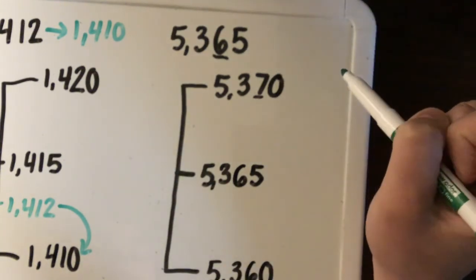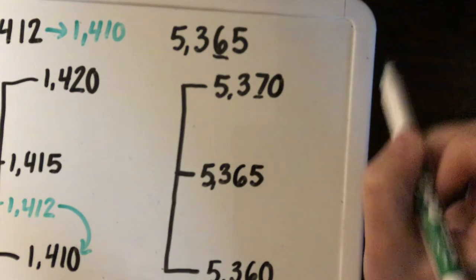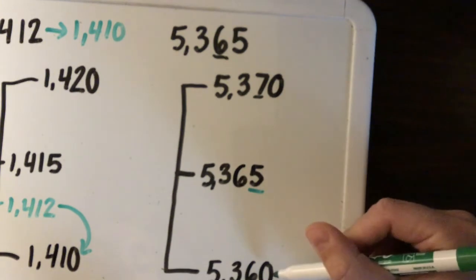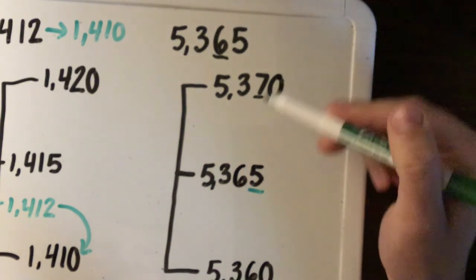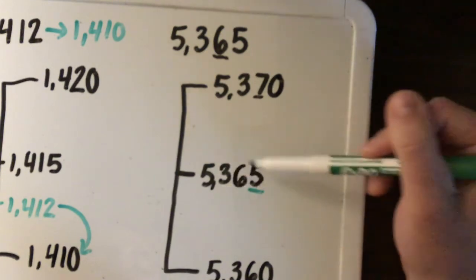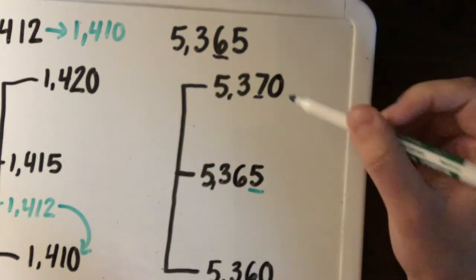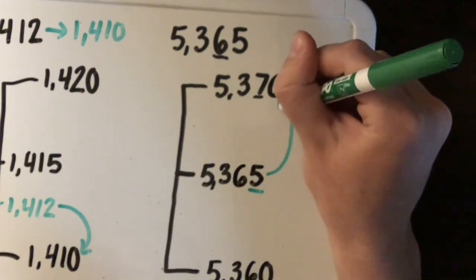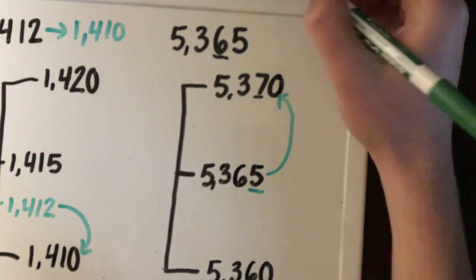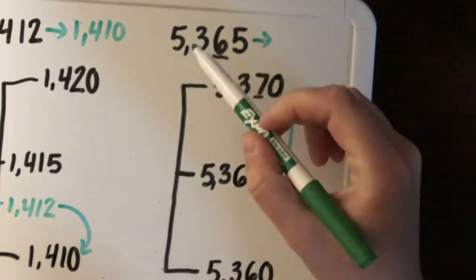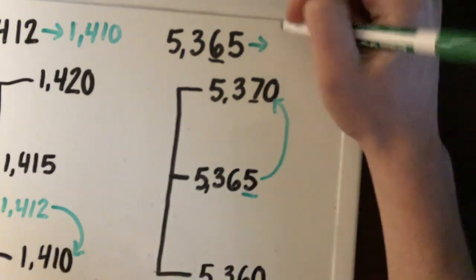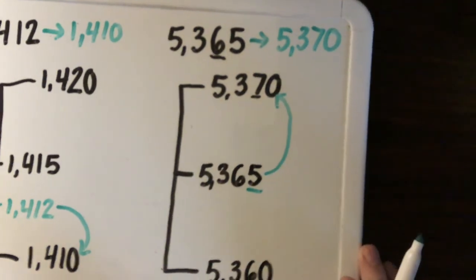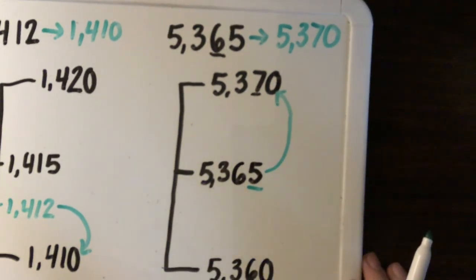So I have to think about, what do I do now? Now I am wondering if you can remember, when there's a 5 in that ones place, do I round down or do I round up? The number's not going to come before or after the midway point. It is the midway point. So what do we do? We always round up when it's a 5. Even though it's exactly in the middle, we round up. So if I was rounding 5,365 to the nearest 10, I would round to 5,370.